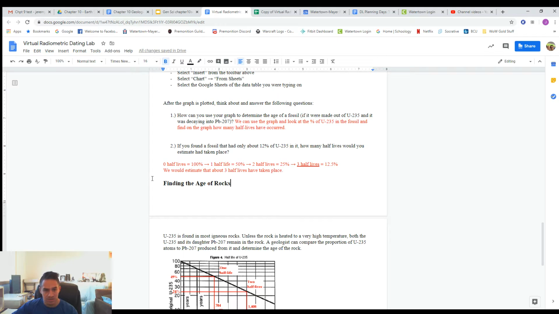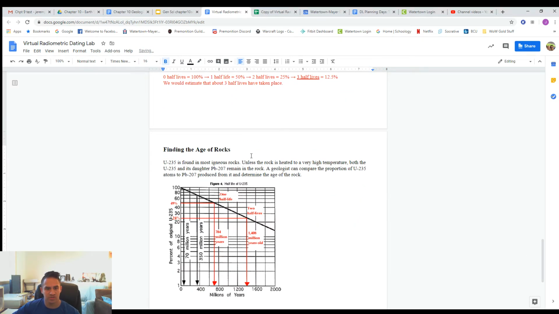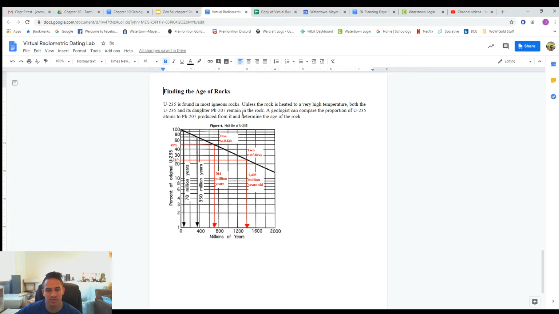This last part just shows you how to use these graphs. It says uranium-235 is found in most igneous rocks. Unless the rock is heated to a very high temperature, both the uranium-235 and its daughter, Pb-207, remain in the rock. A geologist can compare the proportion of uranium-235 atoms to the lead-207 produced from it and determine the age of the rock. Here is a graph of half-life. On the y-axis, we have 100%, 80%, 60%, 40%, 30%, 20%, all the way down to 0. On the bottom, we have millions of years.